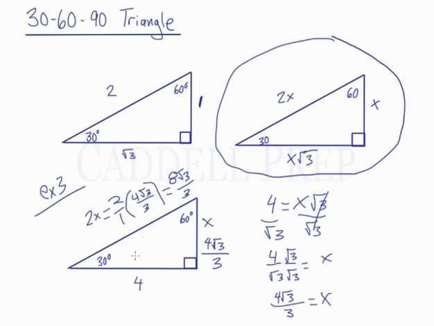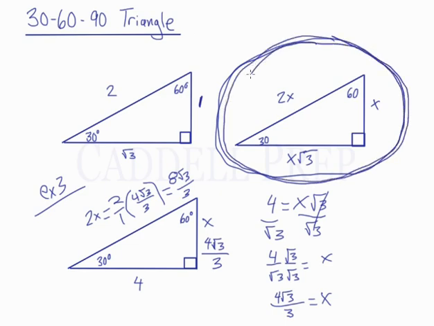This leg across from the 30 is 4 radical 3 over 3. And we were able to figure that out because this leg across from the 60 is 4. So this could save us a lot of time in solving for the other lengths of the sides just by using this proportion. So any side we're given, just set it equal to the side it corresponds with, solve for x, and we could find out the other sides as well.